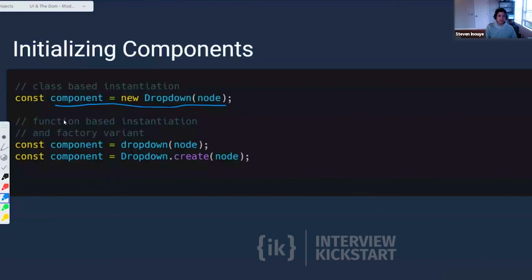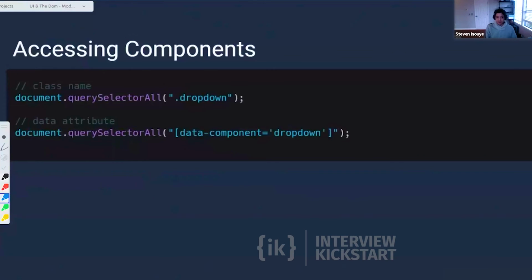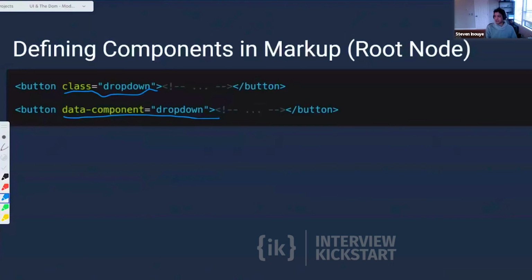So in class-based instantiation, it would look something like this, where we have a constant component, and that's going to equal a new drop-down node, which is going to go and reference into a class. Then there's function-based instantiation, which looks very normal, where we just have a drop-down function that pulls in the node. And then there's a factory variant, which utilizes a drop-down.create, and that is basically a drop-down class with a create node, of course.